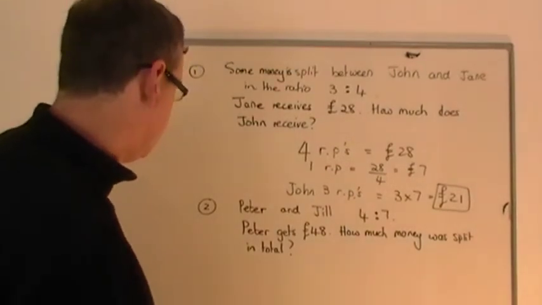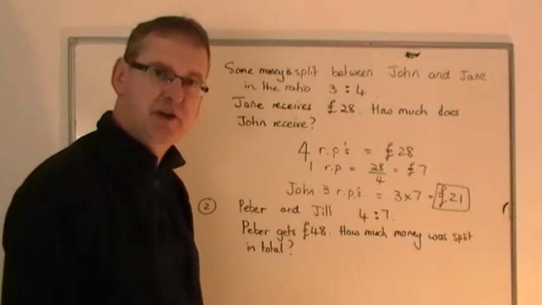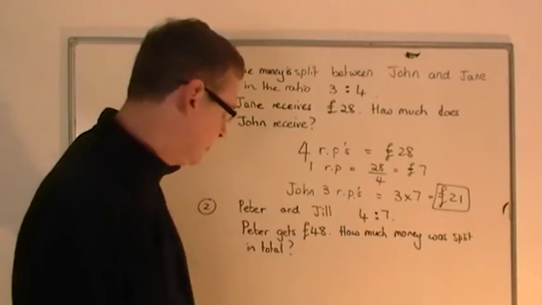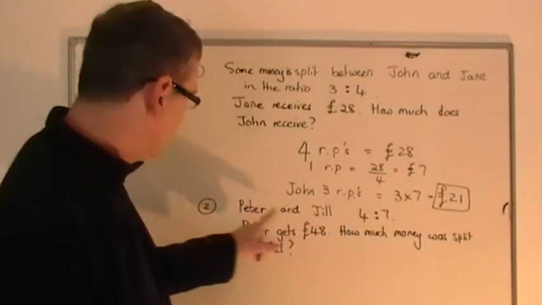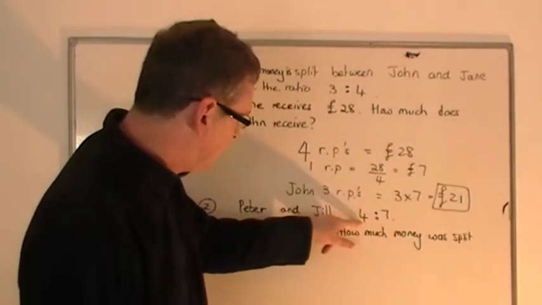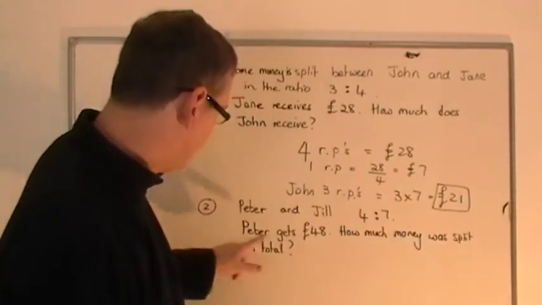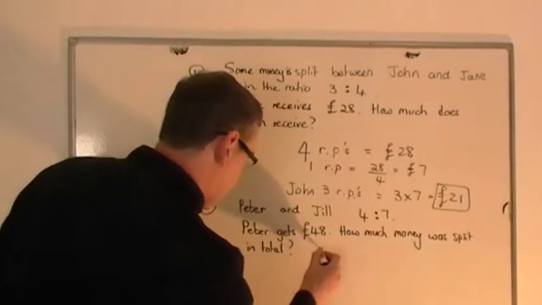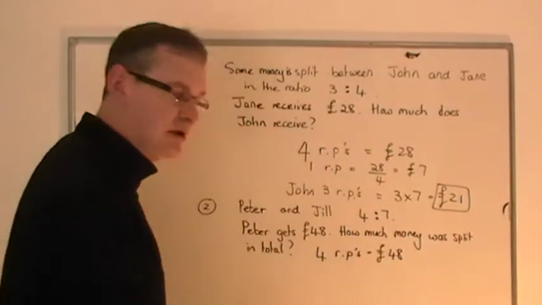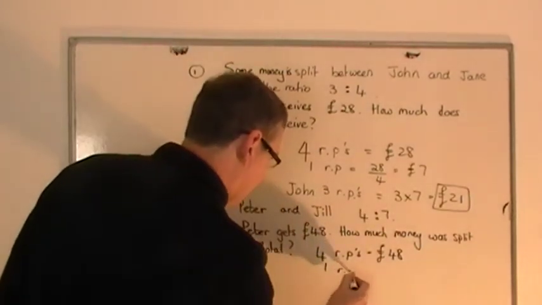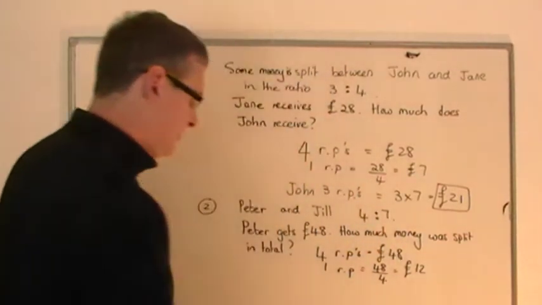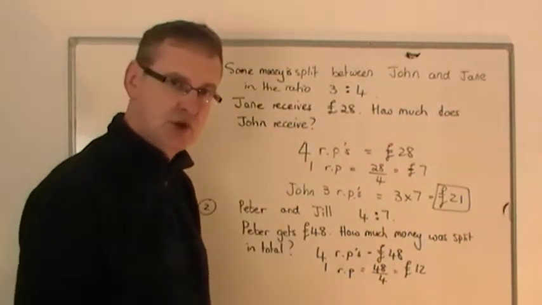Okay, very quickly then. Peter gets £48, so I'm interested in Peter's amount of money. Not the total this time, not to begin with for my starting line. I'm told information about what Peter gets. So looking at the ratio information, Peter and Jill get in the ratio 4 to 7. So Peter's share is 4 ratio parts, and that's what £48 is. So 4 ratio parts equals £48. That's your starting line. 1 ratio part then will be 48 shared by 4, which is £12. So you know 1 ratio part is £12.